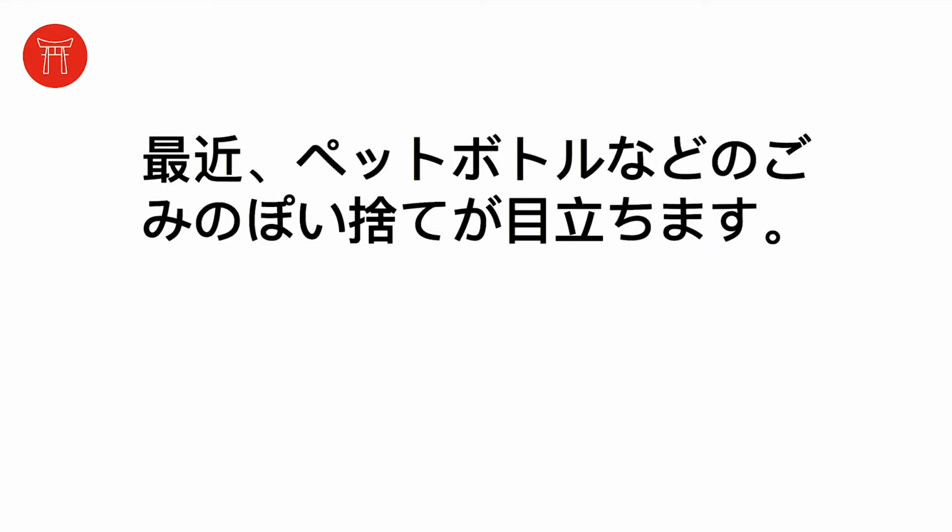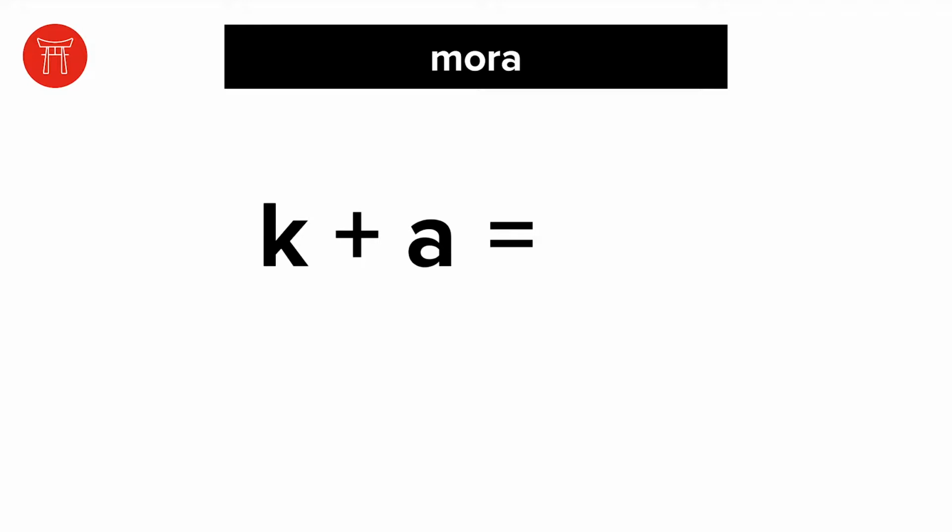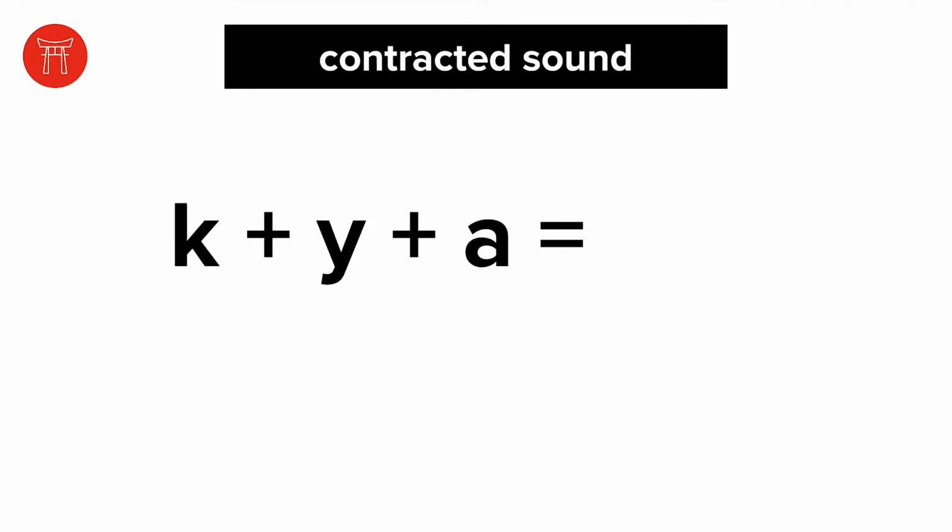Do you see how this character yo is smaller than the other characters? This is not a typo. It's a device used to transcribe another type of sounds in Japanese. Contracted sounds. As you recall, a Japanese mora can be a vowel, but most of them are a combination of a consonant and a vowel like ka. A contracted sound is formed by adding a y between a consonant and a vowel as in kya.